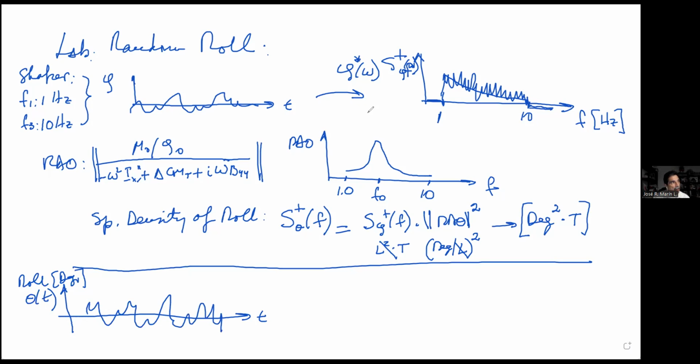It's the same program as before. Okay, so we calculate the Fourier transform of this, and with that, we calculate the spectral density, the response.